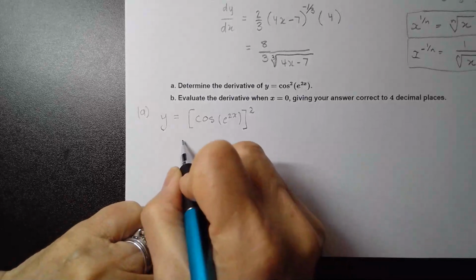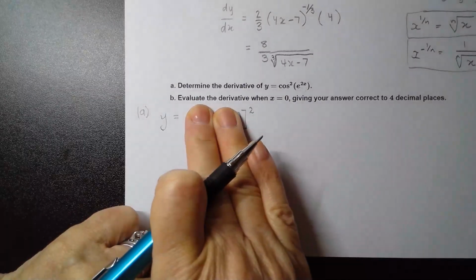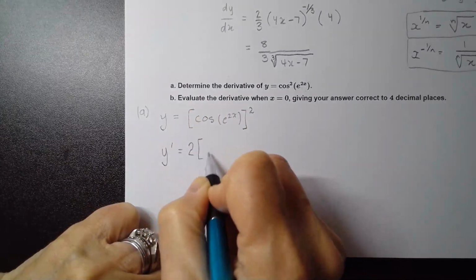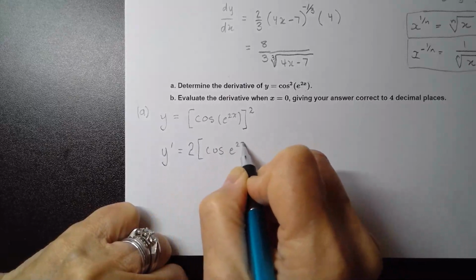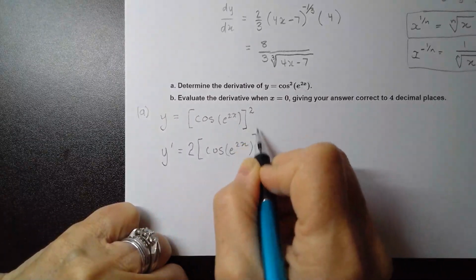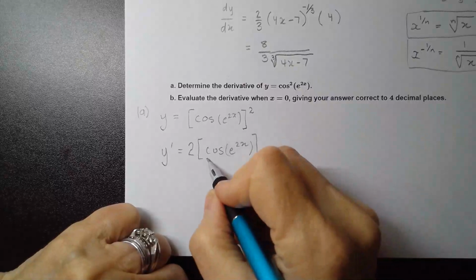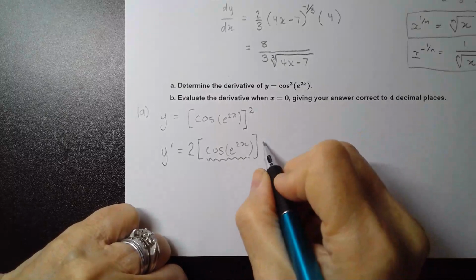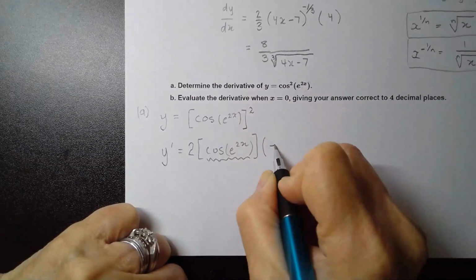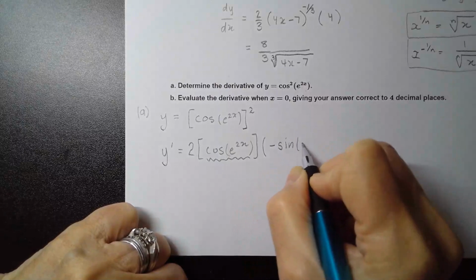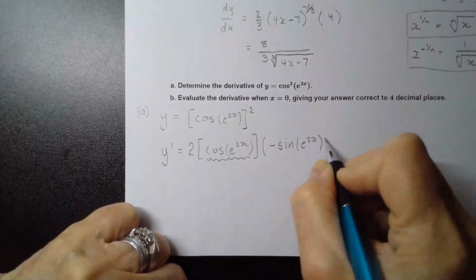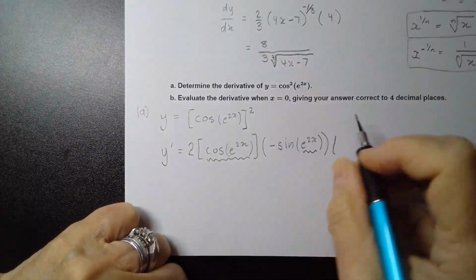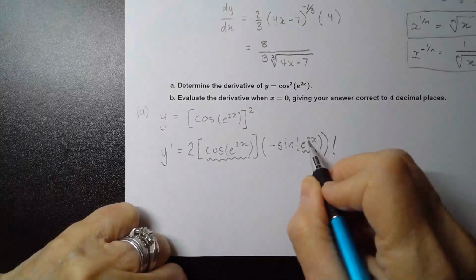Okay, so here I go. I have that thing squared. So the first thing I need to do is take care, I'm going to put y dash, I'm going to put the 2 out here, and cos e to the 2x. And 2 minus 1 is 1, so that's fine. Now I need to take the derivative of that, and the derivative of cos is negative sine. So I get times negative sine of e to the 2x. And then I need to take the derivative of that. And the derivative of that is e to the 2x times 2.